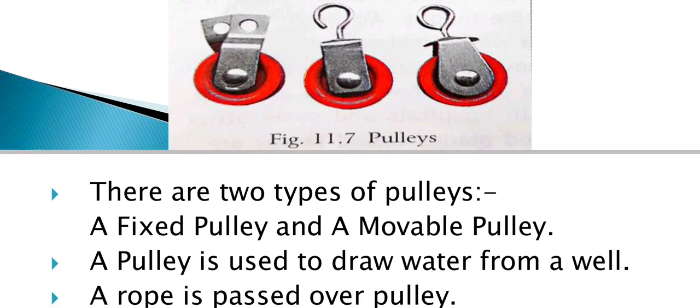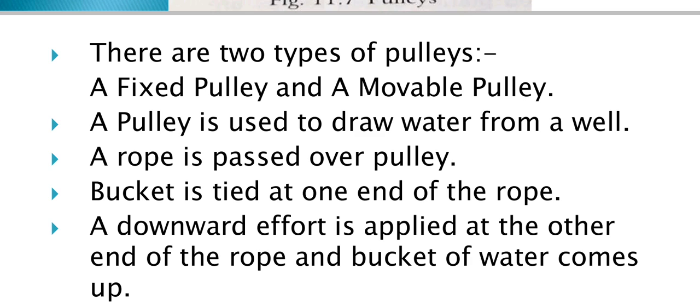So there are two types of pulleys: fixed pulley and movable pulley. The best example of the fixed pulley is a pulley which you have seen so many times in the movies, or if you have visited any village, near the well. On the well, a fixed pulley is fixed. So the pulley used for drawing water from a well is a fixed pulley.